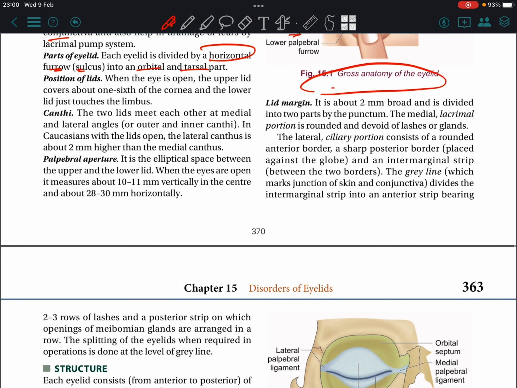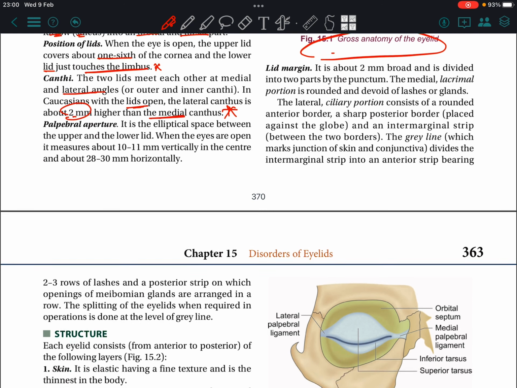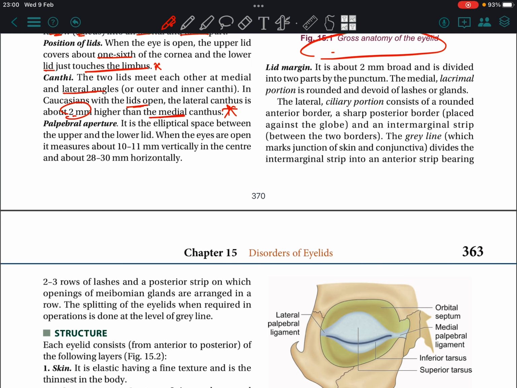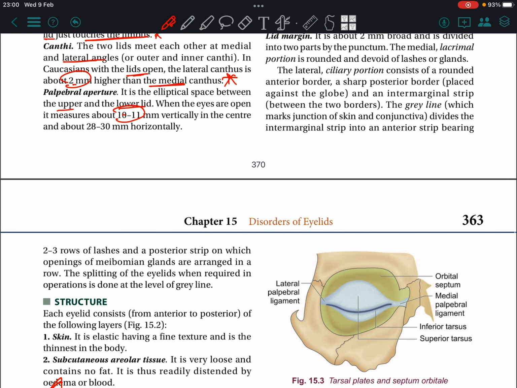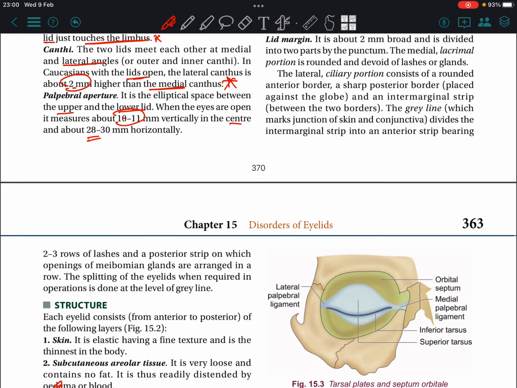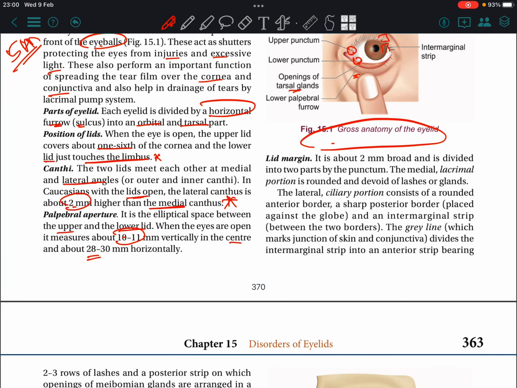Position of lids. When the eye is open, the upper lid covers about 1/6 of the cornea. The lower lid touches the limbus. Then the canthi. The two lids meet each other at the medial and lateral angles. In Caucasians with the lids open, the lateral canthus is about 2 mm higher than the medial canthus. Palpebral aperture. It is the elliptical space between the upper and lower lid. When the eyes are open, it measures about 10 to 11 mm vertically in the center, and about 28 to 30 mm horizontally. Lid margin. It is about 2 mm broad and is divided into two parts at the punctum.